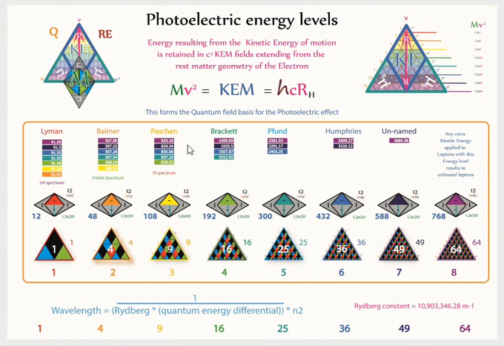In summary, what you have here is the KEM fields along the bottom with the energy levels of the photoelectrons above it, and all the spectral lines of light that can be created within atoms, all from the equilateral geometry of the energy in the KEM fields.